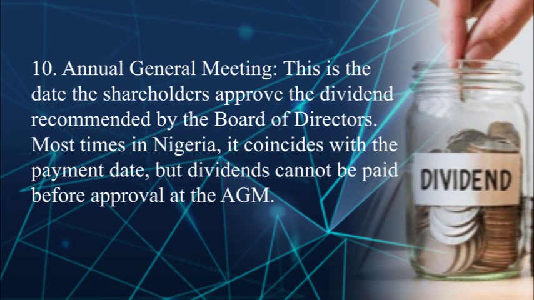10. Annual general meeting. This is the date the shareholders approve the dividend recommended by the board of directors. Most times in Nigeria, it coincides with the payment date, but dividends cannot be paid before the approval at the AGM. Please see below dividends declared so far in 2023 by quoted companies on the Nigerian exchange.